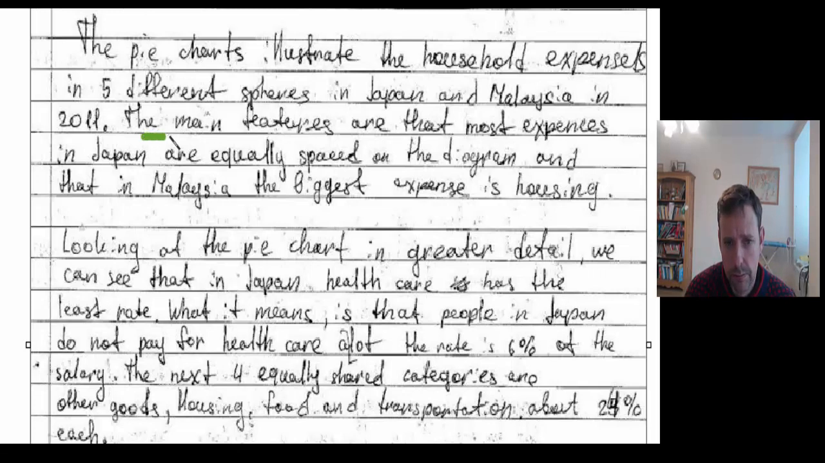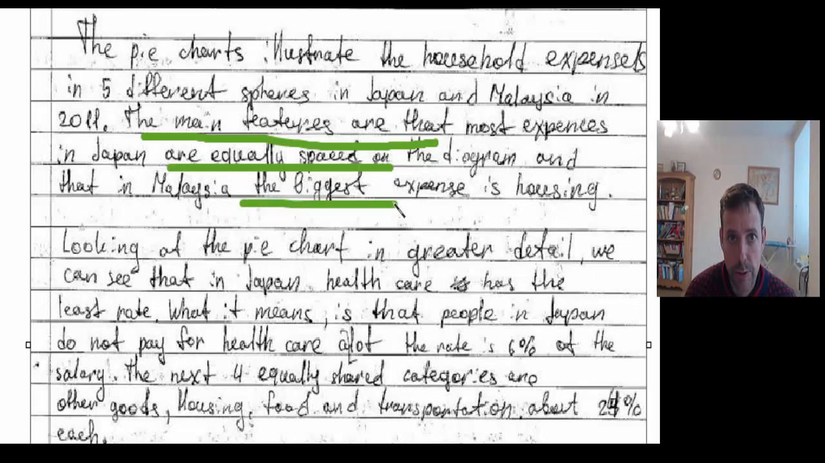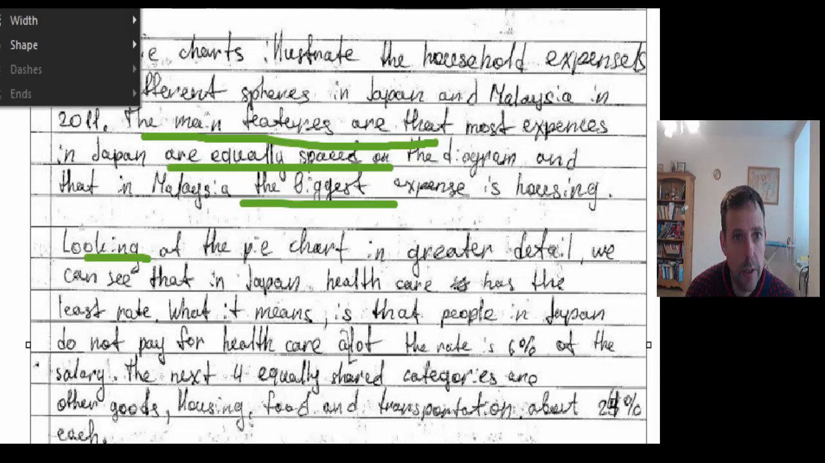Okay, the main features are that. So that's a complex structure. Are equally spaced, complex. The biggest expense is housing. So the biggest, that's a superlative. Looking at, that's a participle. I'll make this a bit thinner.